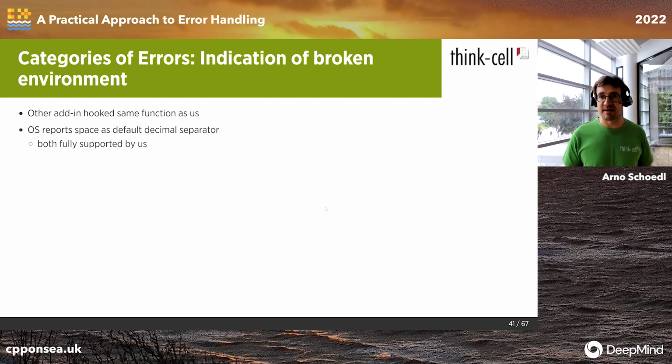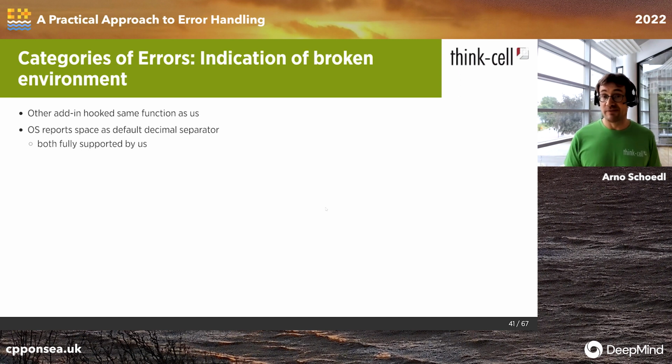All right. There's another category of errors, which is the indication that something is broken in the environment, that this is a special situation on the machine that you're currently running that may lead to problems. We have a situation like this, for example, with add-ins, when they hook the same function that we hooked, so we log that. Or, for example, things like the operating system reports something weird, like we have a space as a decimal separator.